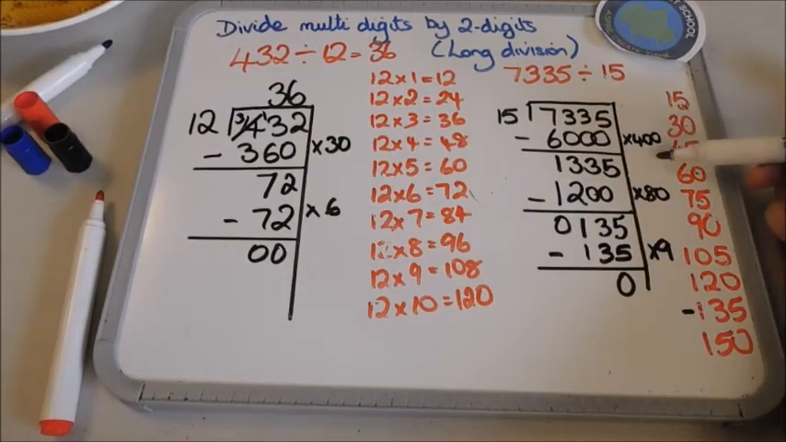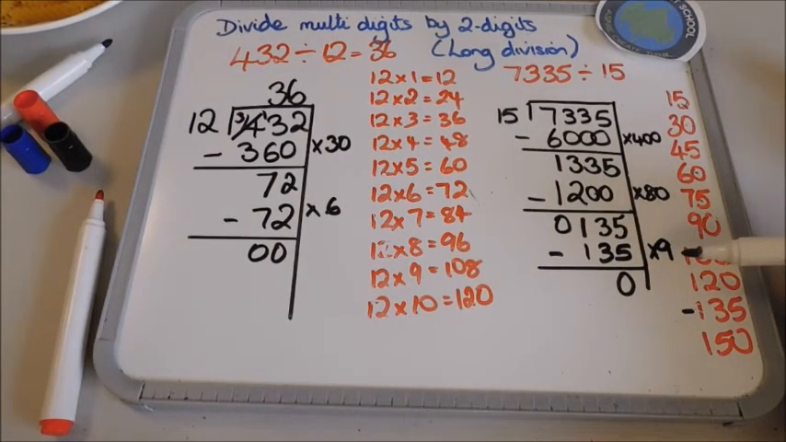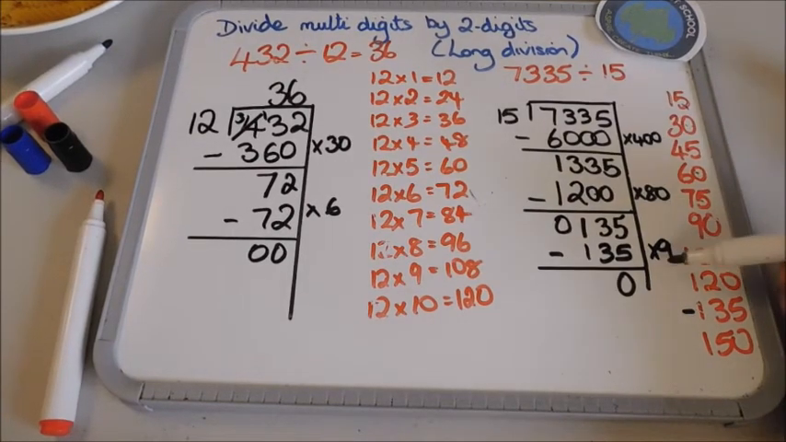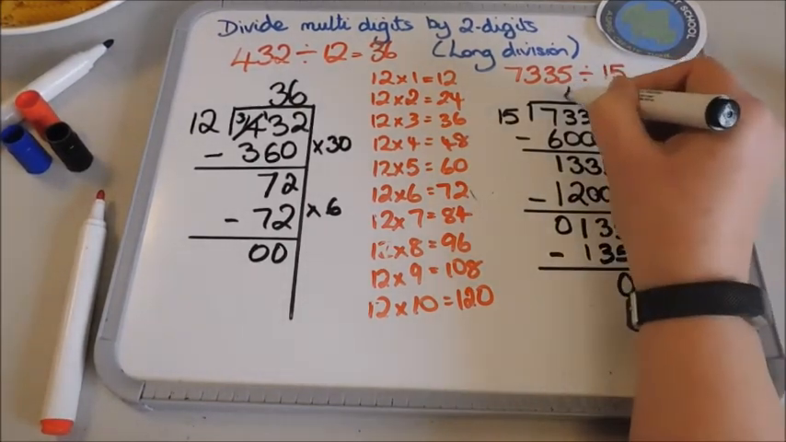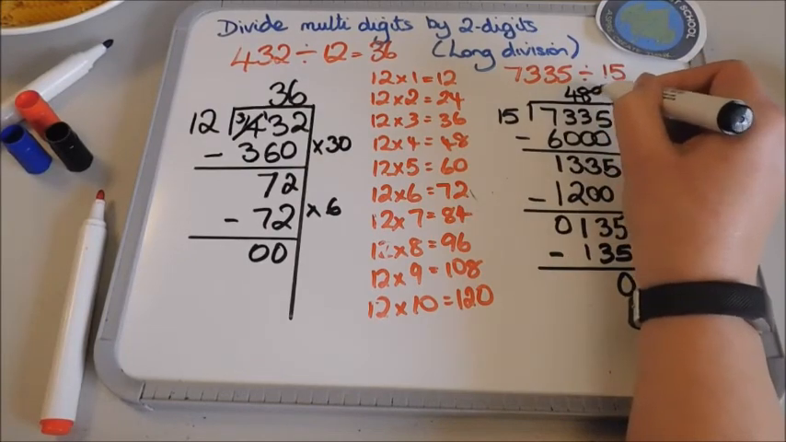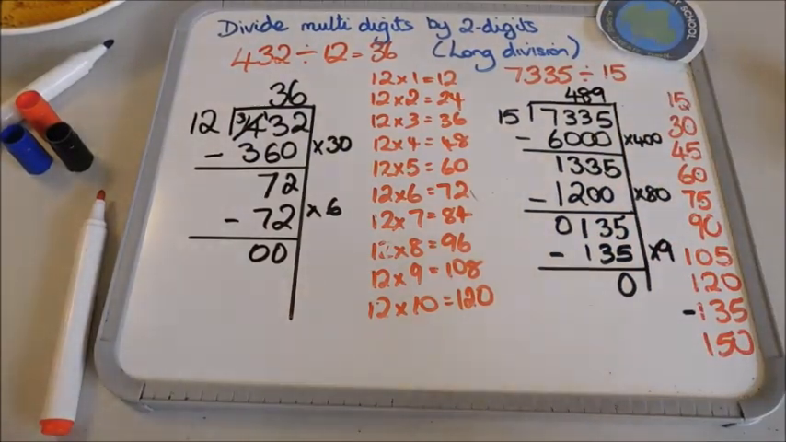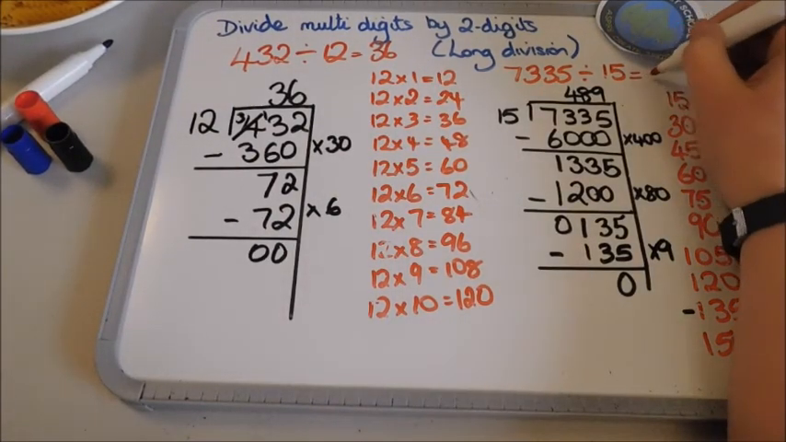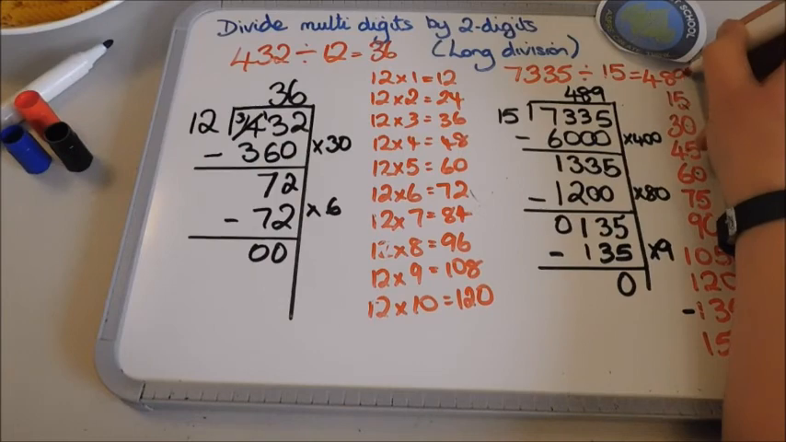So this is the number of times I've used 15. I need to add those up. So that's 480 and 9, 489. So my answer to 7,335 divided by 15 is 489.